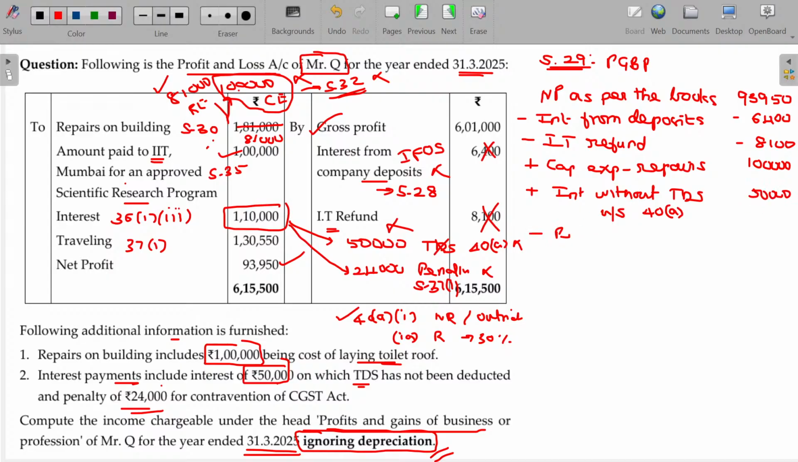Another one is penalty payable for violating the GST law. It cannot be deductible. So add it back under section 37 clause 1. The value being 24,000.